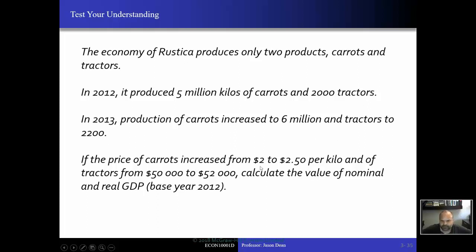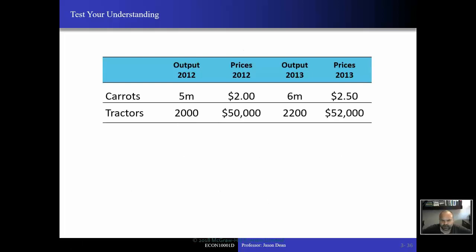If the price of carrots increased from 2 to 250 per kilo, and tractors, the price increased by 2,000, calculate the value of nominal and real GDP using 2012 as the base year. So this is our data in the table format. Now if we want to calculate nominal GDP in each of the 2 years, we simply multiply these and then take the sum.